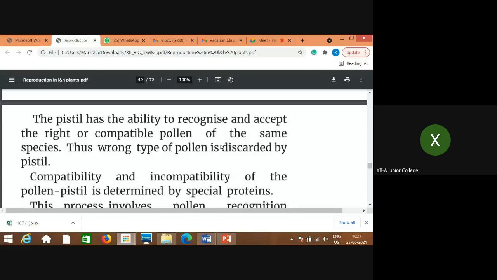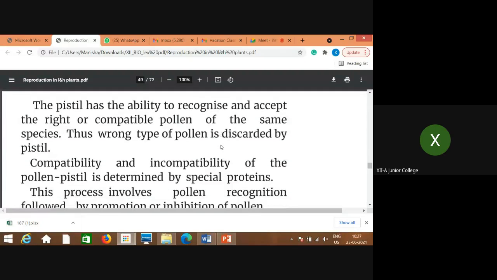But the pistil still has the ability to recognize and accept the right and compatible pollen of the same species. So though a pollen grain of another species falls on the stigma, that particular stigma will not receive the pollen grain of the other species. That means the pistil has the ability to recognize and accept the right and compatible pollen of the same species. Thus, the wrong type of pollen is discarded by the pistil. It will not germinate on the stigma.